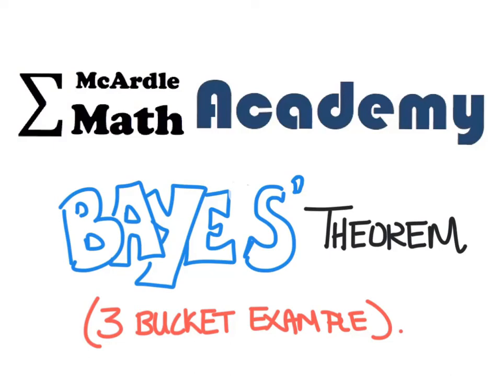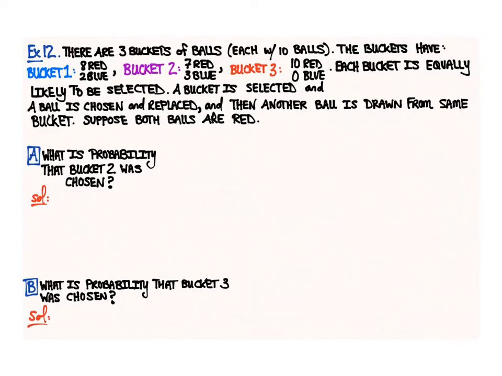In this video we will be looking at Bayes' theorem, and in particular we'll be doing an example that involves pulling balls from three different buckets. You may see this as the three-urn problem as well. So let's look at the following example involving three buckets, bucket 1, 2, and 3, and each bucket has a different number of red and blue balls inside of them.